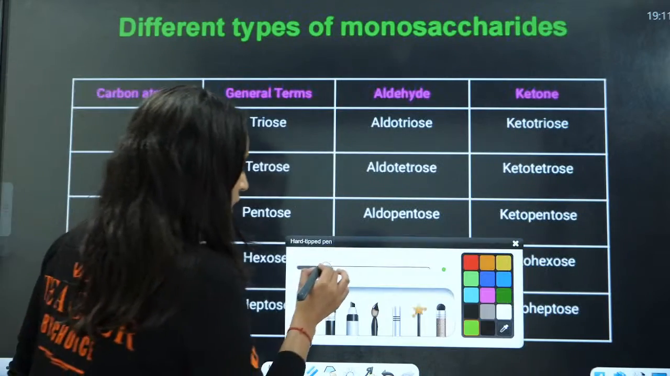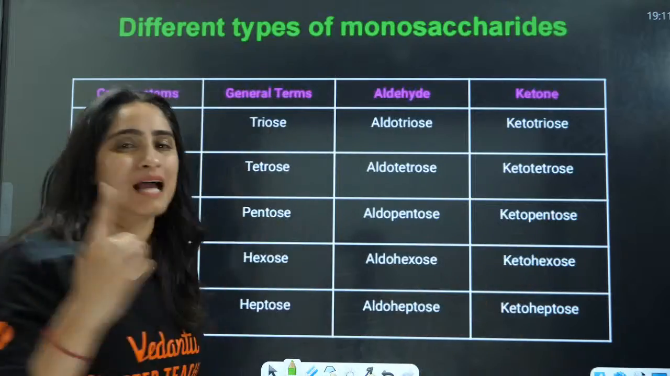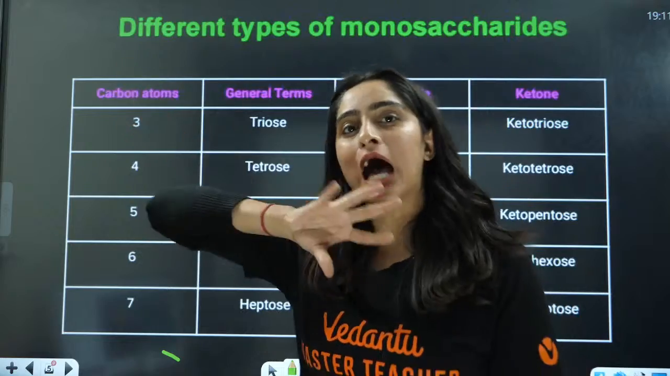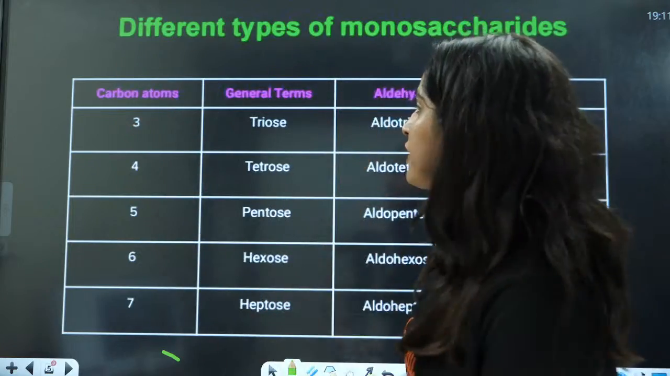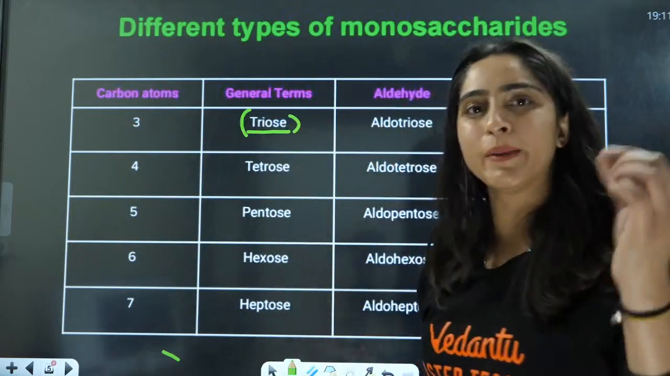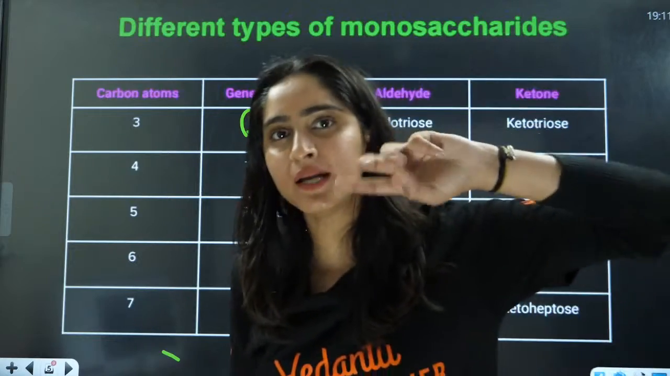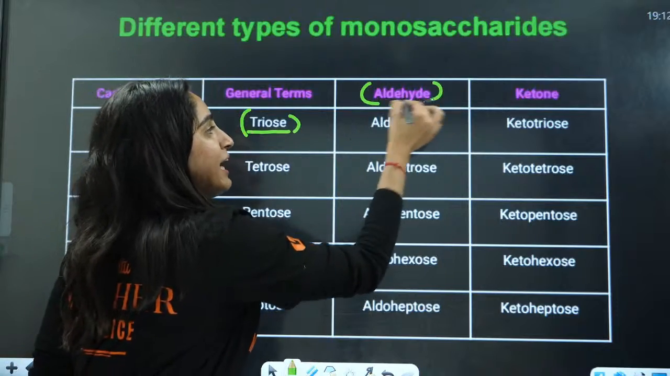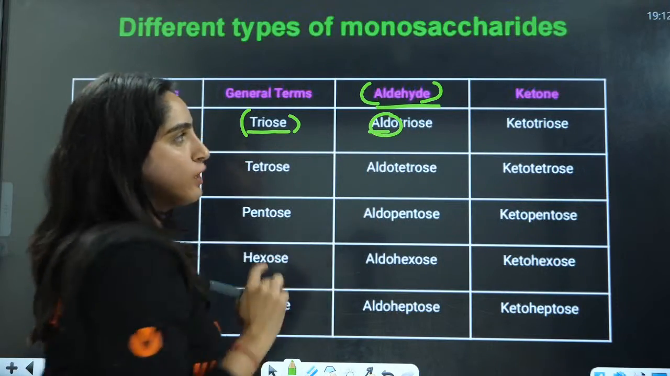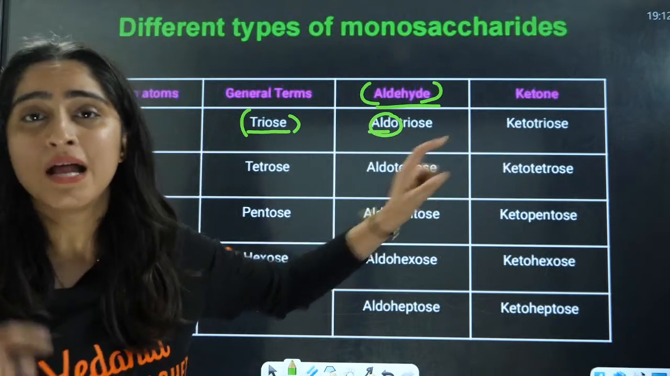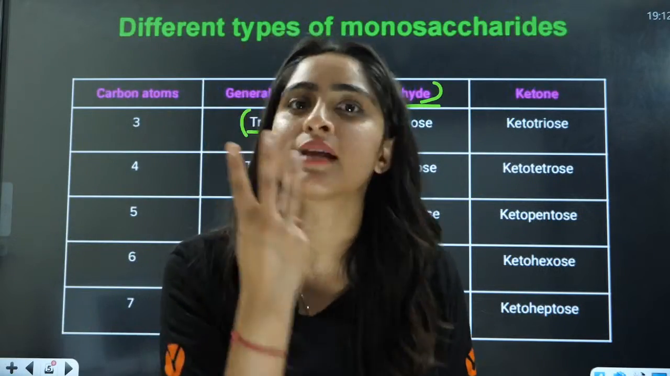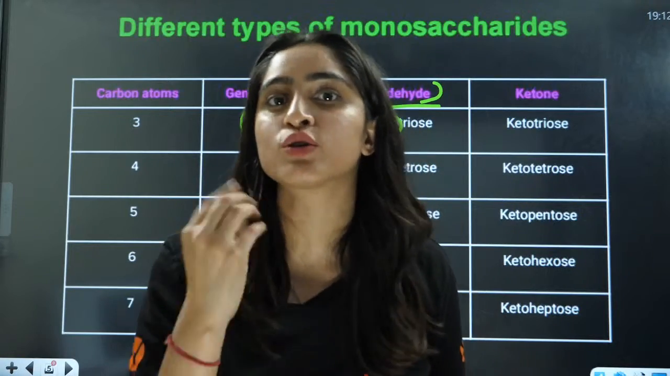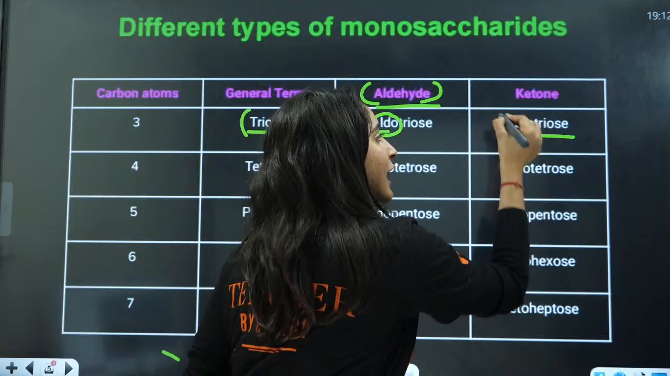Now, for the number of carbon atoms, how is it named? If the number of carbon atoms in that unit is 3, that will be triose. 3 carbon, OS is for carbohydrate. Now if I am talking about the aldehyde, that will be aldotriose. If we are talking about a monosaccharide that has 3 carbons and a ketonic group, that will be ketotriose.